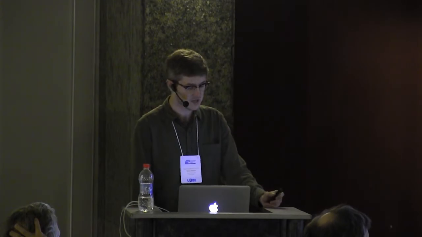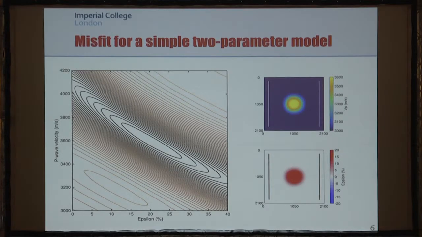There's a simple graphic on the screen now that illustrates some of the key issues posed by multi-parameter steepest descent FWI. We have 2 synthetic models. On the top right, there's acoustic velocity, and down here is Thomson's epsilon parameter. Both models have a homogeneous background with a single smooth anomaly in the center. And the acquisition is in a cross-hole configuration with sources on the left and receivers on the right.